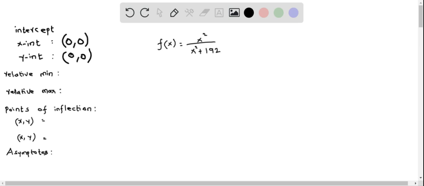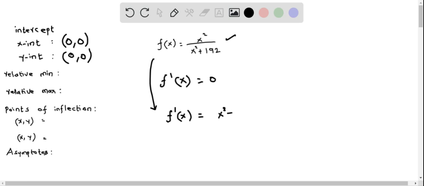So let's determine the critical point of the function, which we get by setting this equal to 0, that is, f prime of x equal to 0. So let's find the derivative of f of x. We find the derivative of f of x, which is f prime of x, by using the quotient rule of derivative to find the derivative of the right side expression.